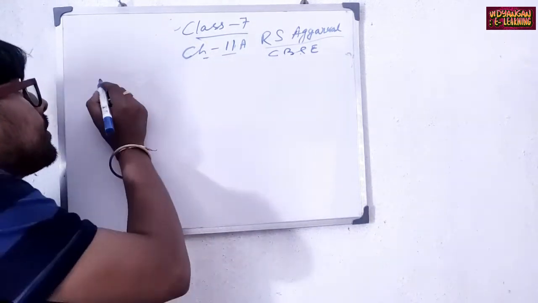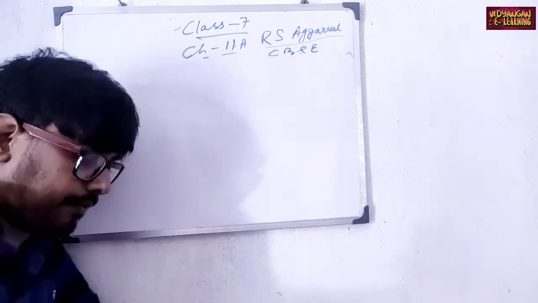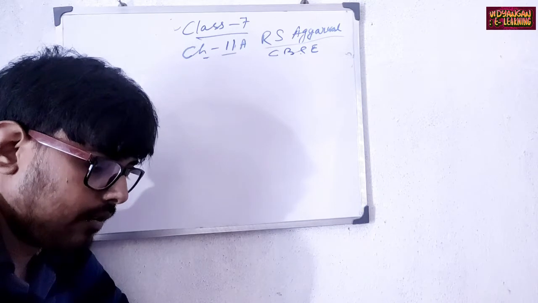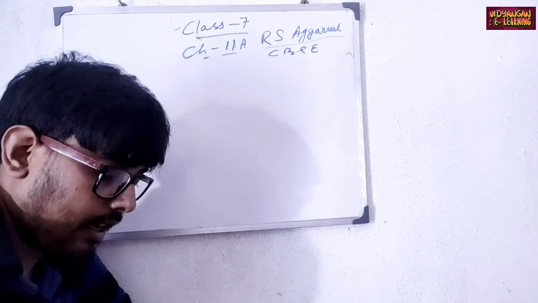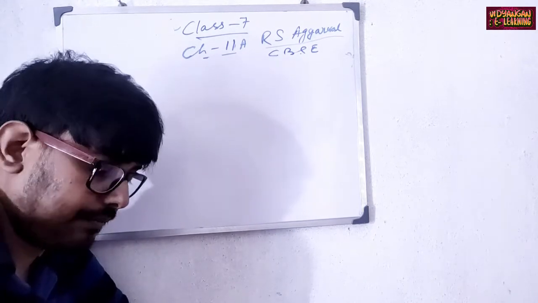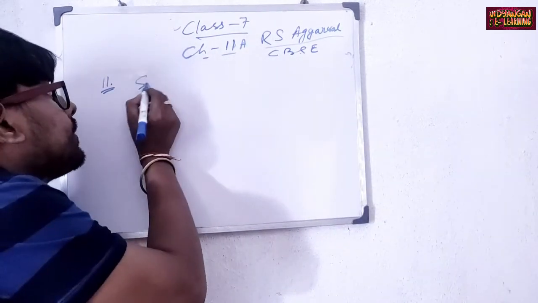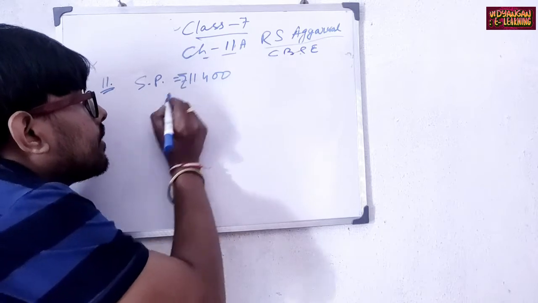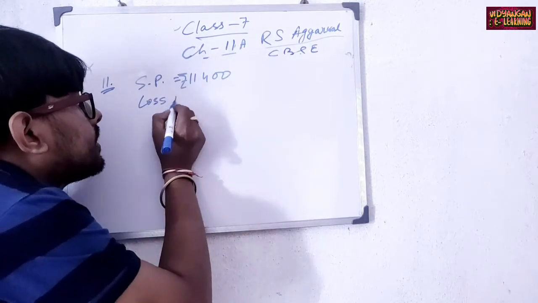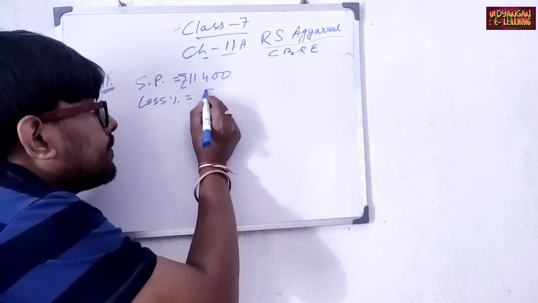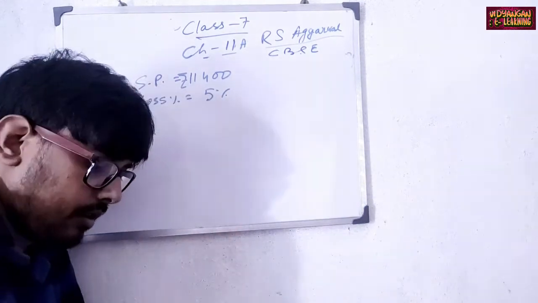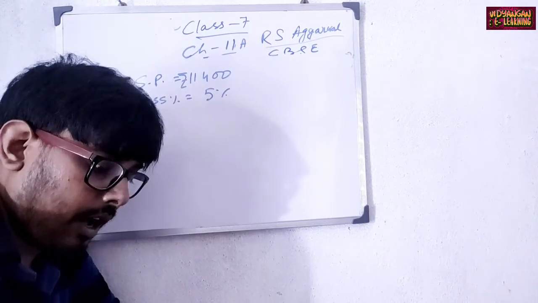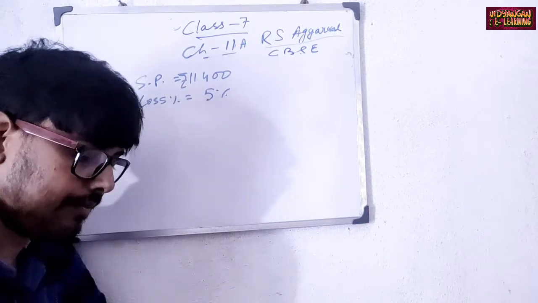Today's first term, question number 11. On selling a watch for 11,400, a shopkeeper loses 5%. That means SP is equal to 11,400 and loss percent is equal to 5%. Now we have to find out for how much he purchased it.